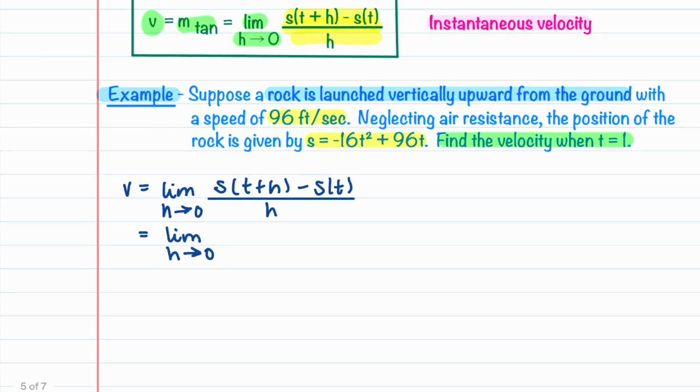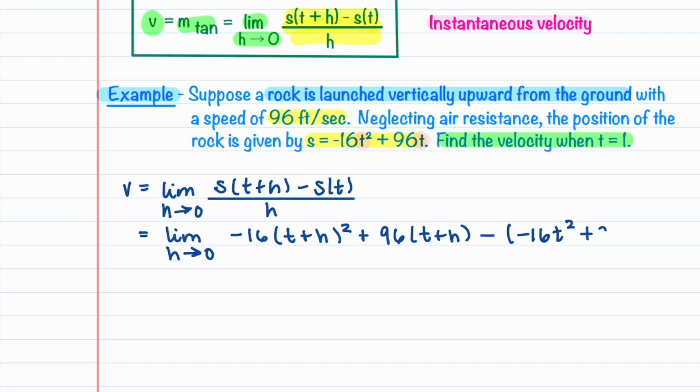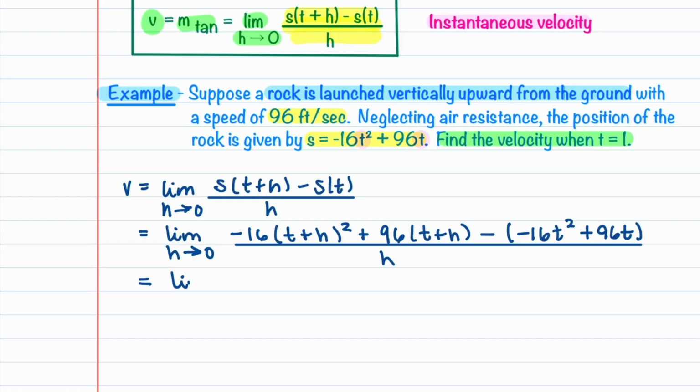S of t plus h is going to be minus 16, and then up in our formula, wherever we have a t, we're going to substitute in t plus h. So this is minus 16 t plus h quantity squared plus 96 t plus h minus s of t, which is minus 16 t squared plus 96 t. And we're going to divide all of this by h. Now we just have to do a lot of algebra.